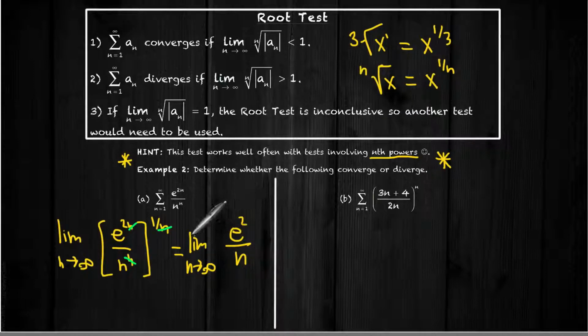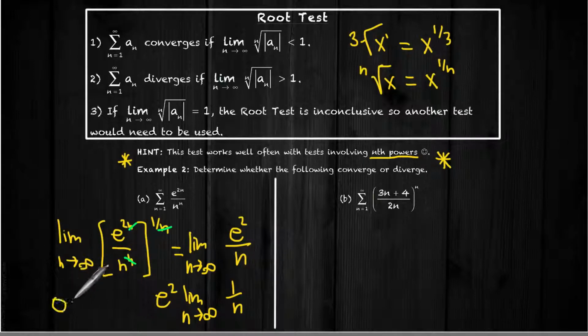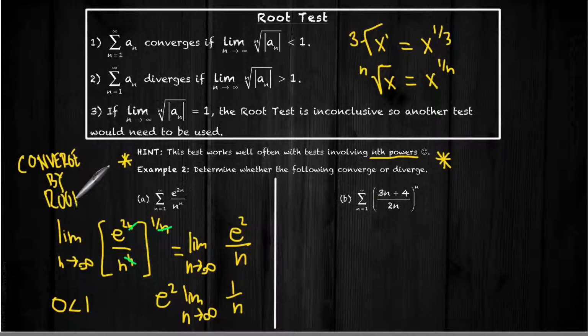If you want, you can bring the e squared to the front. I'm going to do that just so you know that you can, because e is just a number. It's not a variable. It's 2.718, and so that's just a constant. So if n goes to infinity, 1/infinity is 0 times anything is 0. So 0 is less than 1, so therefore this is going to converge by root test.